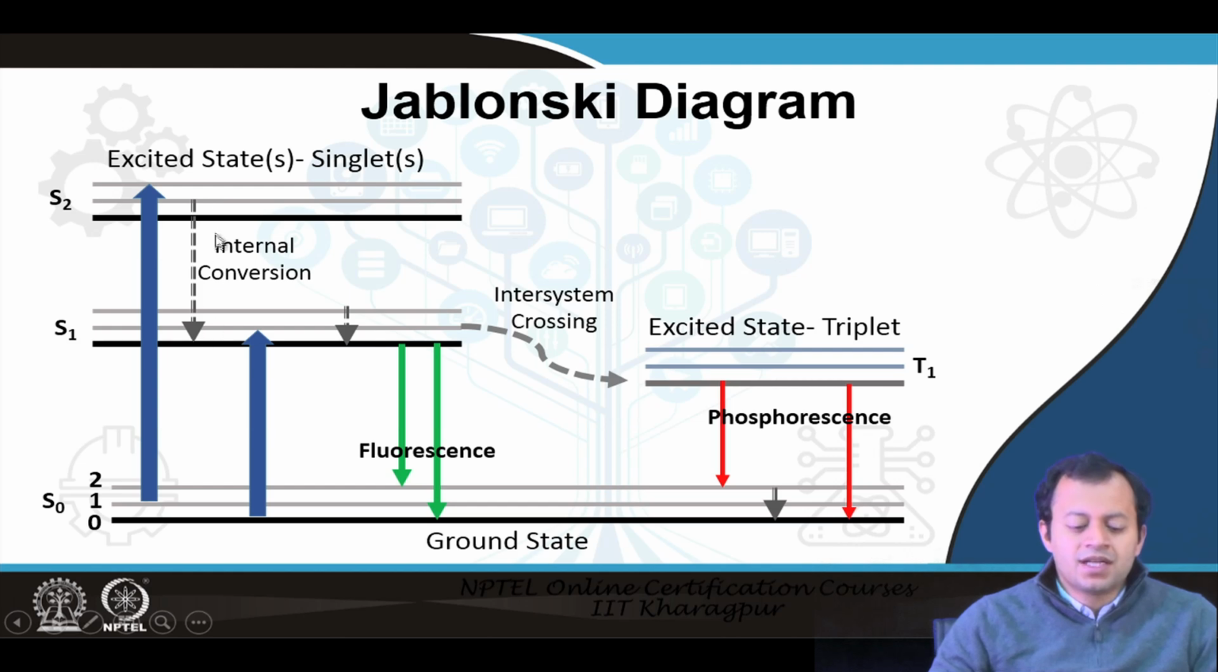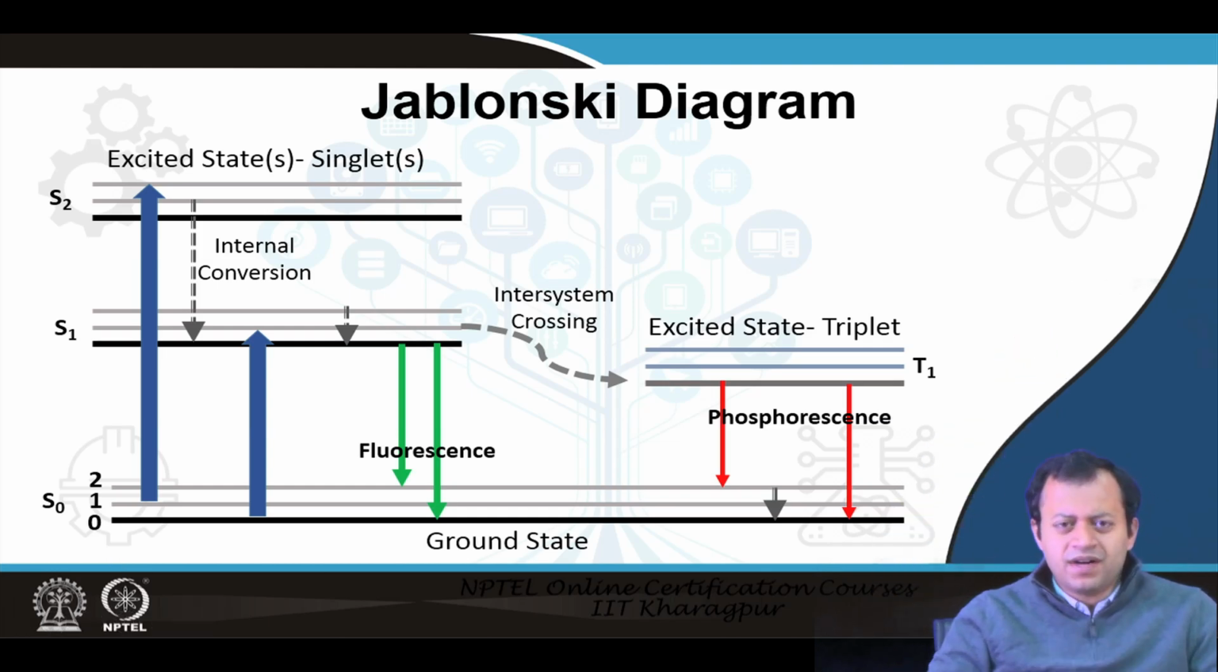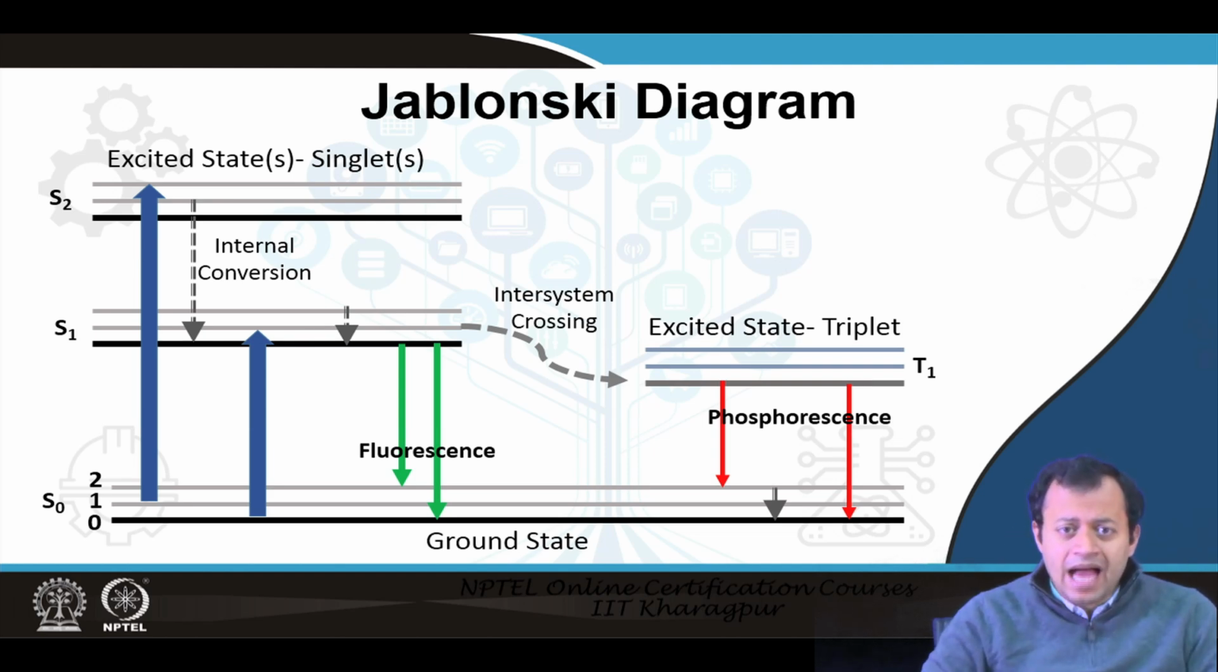This entire process, where the electron goes to a very high energy level and then drops back to the first excited level through internal conversion, happens at a rate of 10 to the power minus 12 to 10 to the power minus 15 seconds, the picosecond to femtosecond scale. So it is very difficult to actually look at and measure it.